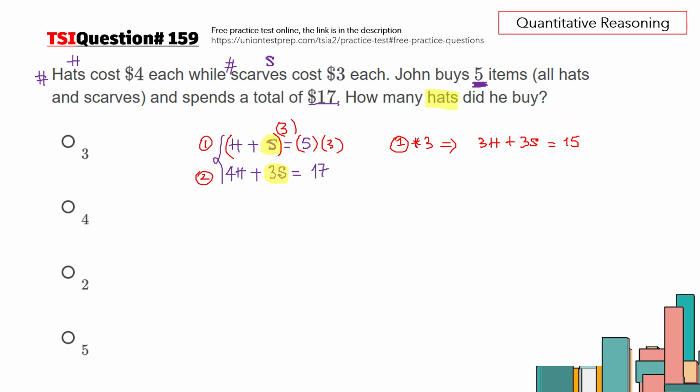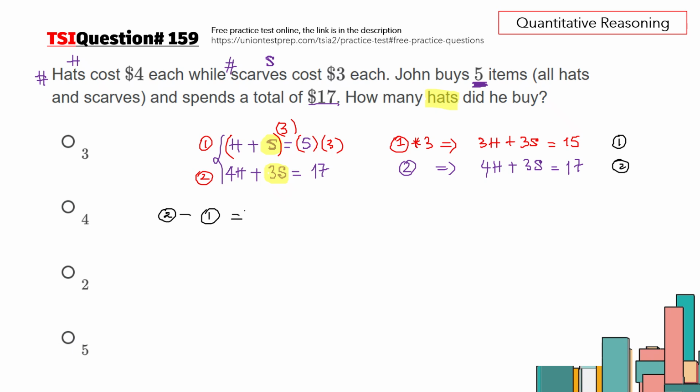Now copy down the second equation again. We have 4H plus 3S that equals 17. So I will take my new equation 1 and subtract it from the second equation. So the second equation subtract the first equation.